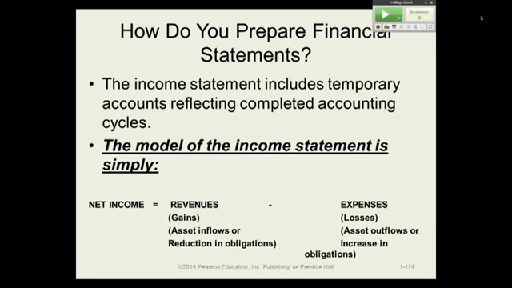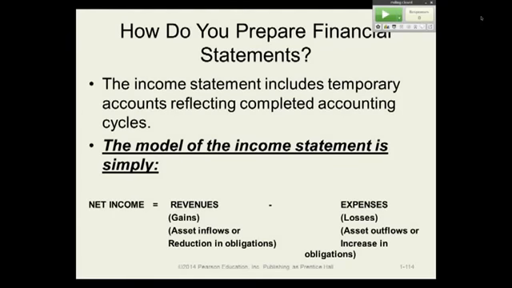So now we're going to use the $8,500 in revenues and the rent expense of $2,000 and a salary expense of $1,002 to prepare the first statement or the income statement. So let's do that now.